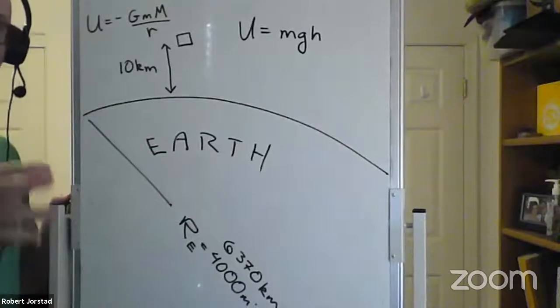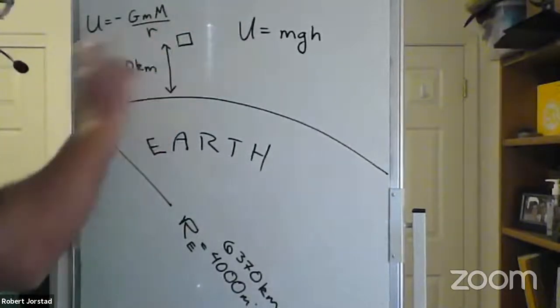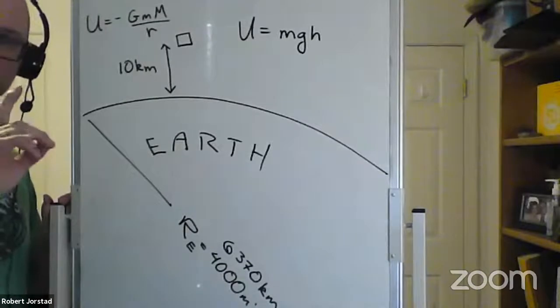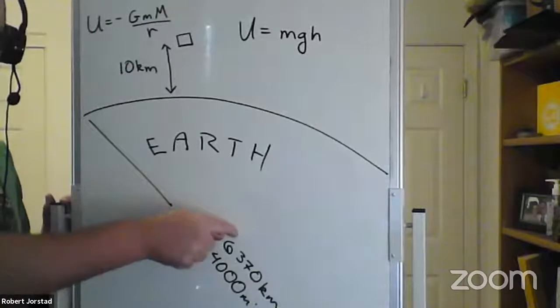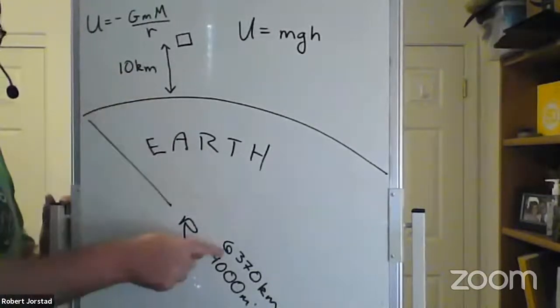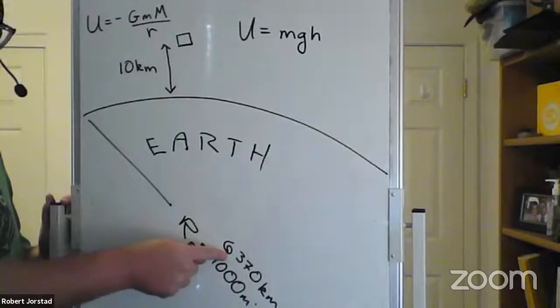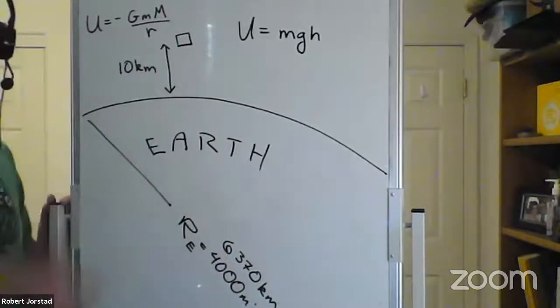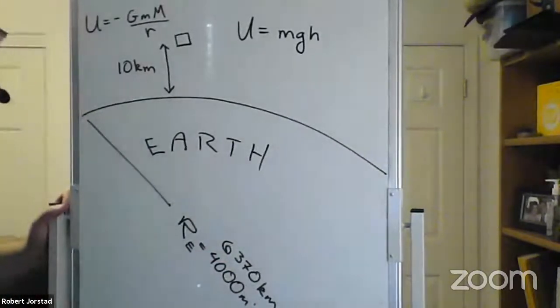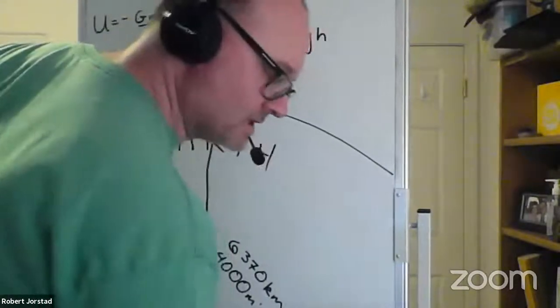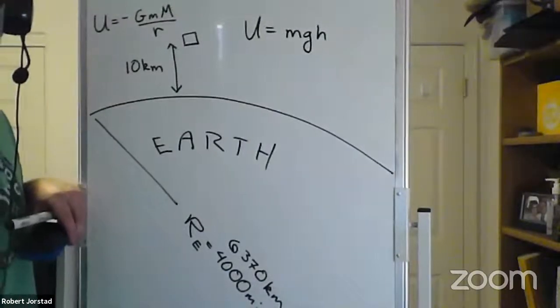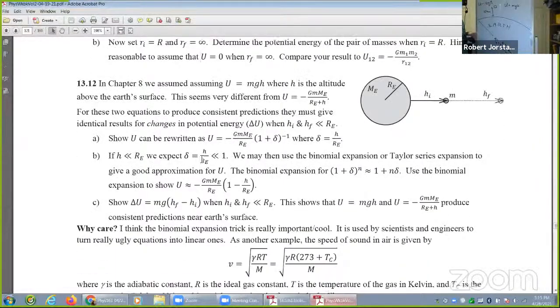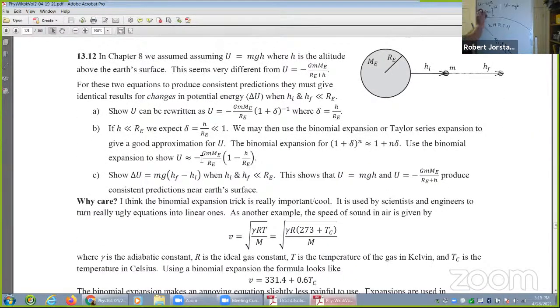Well, I was going to show you how you could use either one. The key is, as long as this distance is small compared to that distance, which this is tiny compared to that, 10 is much smaller than 6,000, this should work. So let me show you how. The problem, if you want to have it in front of you, is 13.12. Let me get that fired up and show it to you while I erase the board. We're looking at this one.